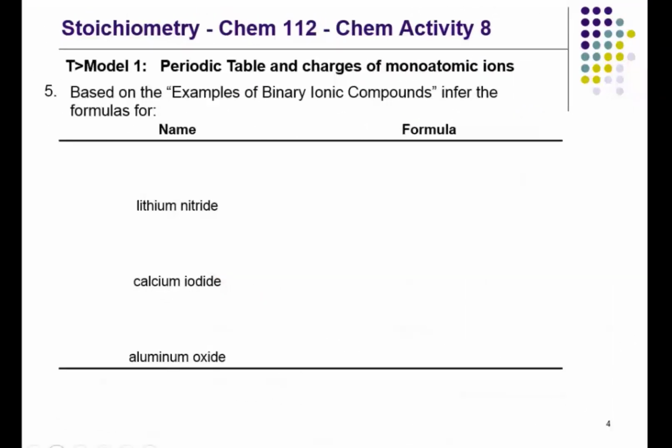We can now take a look at these other examples of lithium nitride, calcium iodide, and aluminum oxide. Please apply the principles we've just discussed in writing the formula for the following binary ionic compounds. Here are the answers for these 3 examples. I will discuss briefly the aluminum oxide example.